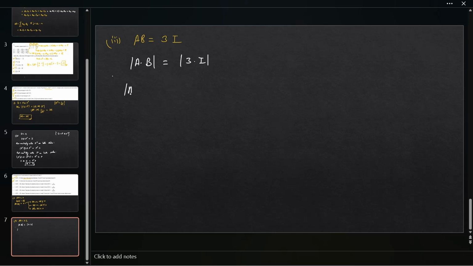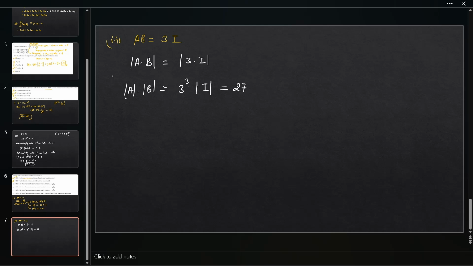Determinant of A into B is determinant of A into determinant of B, which is equal to, again, I is a matrix of order 3. So if we take 3 out of this determinant, that is going to give us 3 to the power 3 times determinant of I. So determinant of I is equal to 1. So it is basically equal to 27 only.